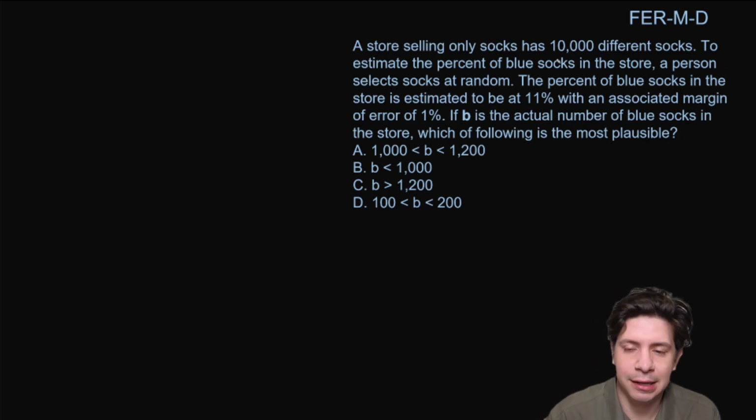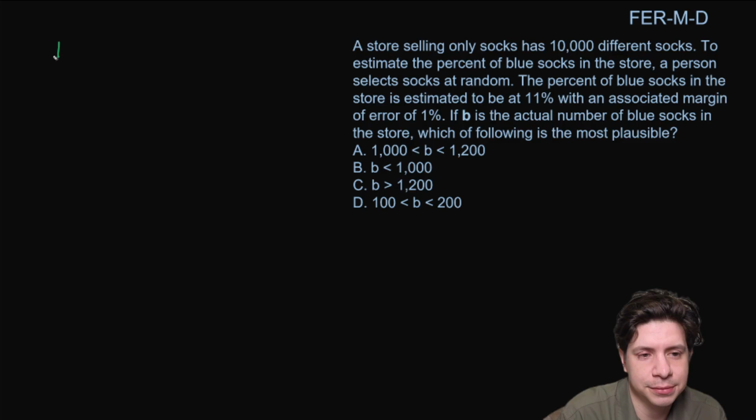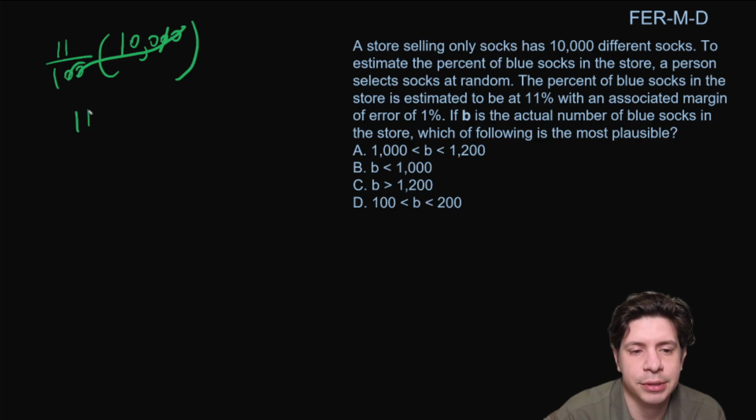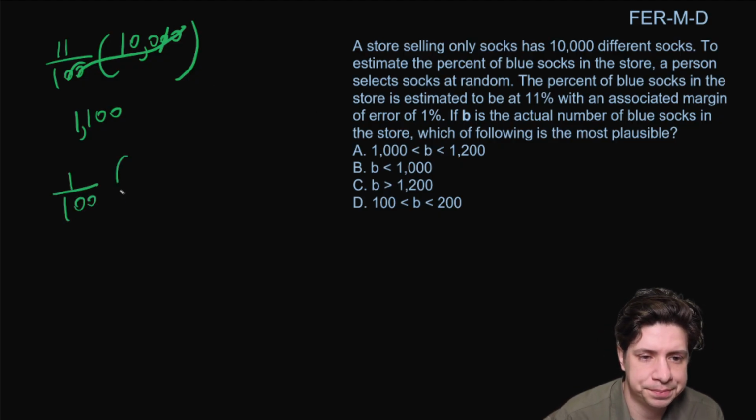So 11% of 10,000, that's what we're going to do first. So it's going to be 11 over 100 times 10,000. We're going to divide the zeros out, so that'll go away. So it'll be 100 times 11. So it's going to be 1100. And then we have a 1% error. So 1% of 10,000 is nice and easy. We're just dividing by 100. So it's going to be 100.